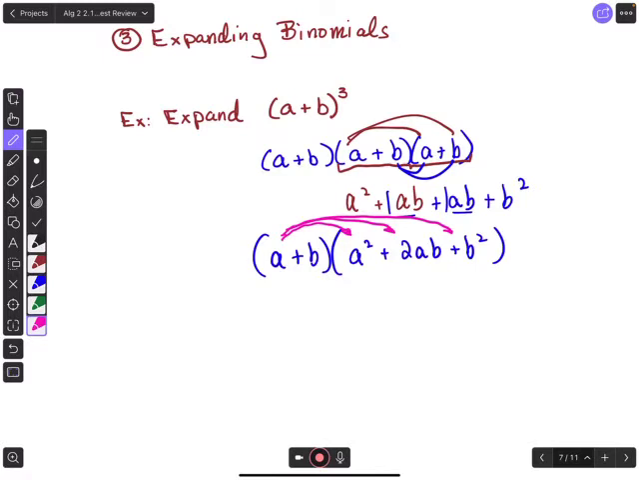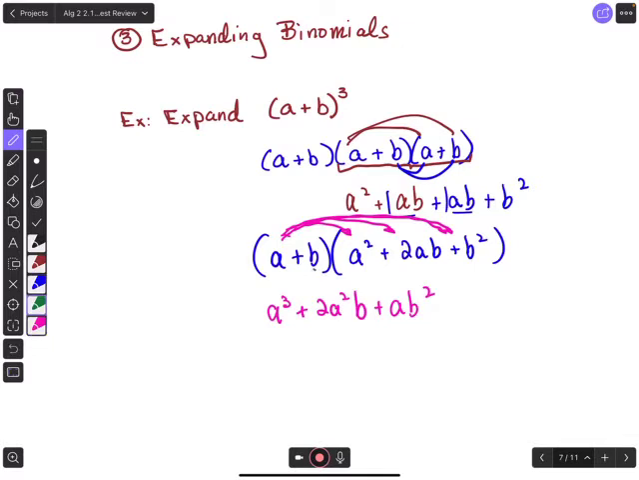So a times a squared is a cubed. A times 2ab is 2, and then we get an a times a, because I'm taking this a times it, so I get an a squared. So we get 2a squared, and then the b that's in there. And then lastly, a times b squared is ab squared.